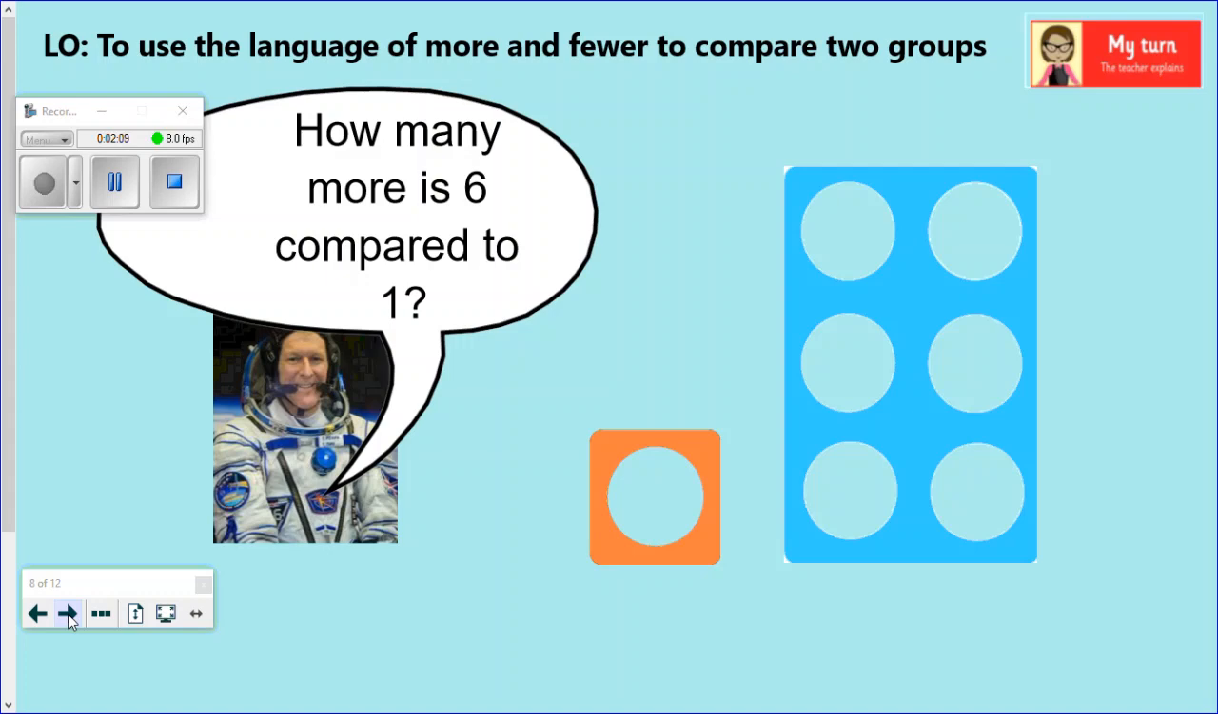Okay, let's have a look. So let's remind ourselves of our question. How many more is 6 compared to 1? Let's put 1 on top of our 6. That's going to help us find the difference. Now I can see I've got 1, 2, 3, 4, 5. The difference is 5. 6 is 5 more than 1. Did you get it right? Well done if you did.